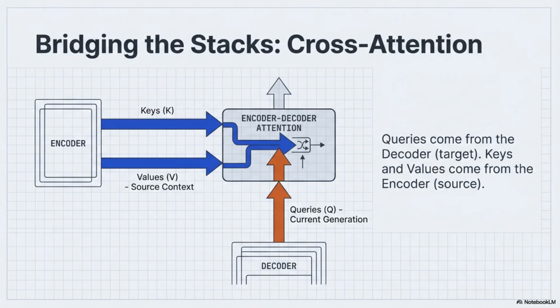Now, this powerful and super flexible design turned out to be so much more than just a better way to do machine translation. It became a universal blueprint for computation, giving rise to this entire family of different models, each one adapted for different kinds of tasks.